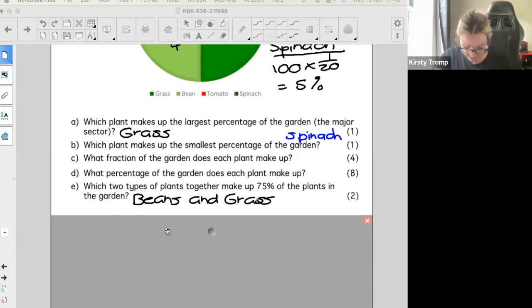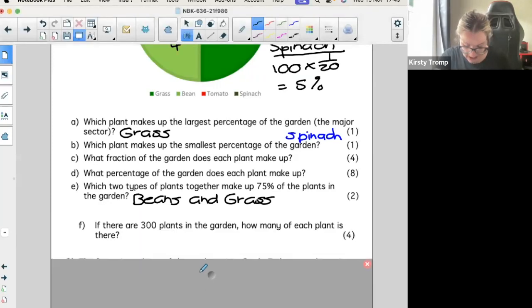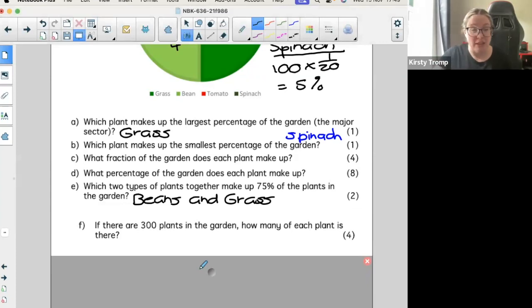Okay. If there are 300 plants, now this is a tricky one, so I'm going to give you a few minutes just to go and have a think about it. Okay, it's a bit of a brain teaser here. If there are 300 plants in the garden, how many of each plant are there? So altogether, you walk around, you count 300 altogether. How many of each plant are there?